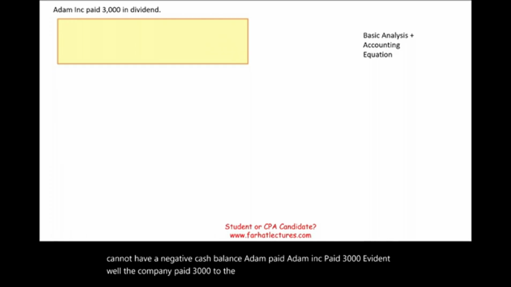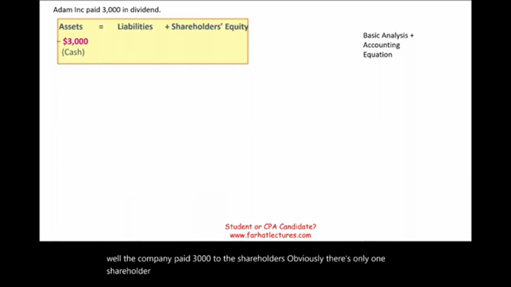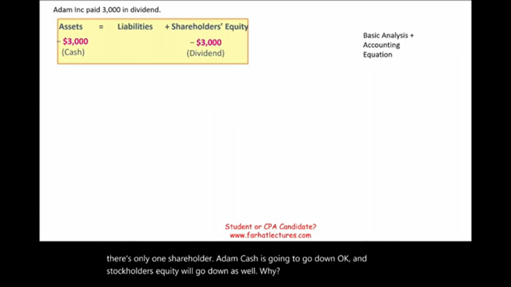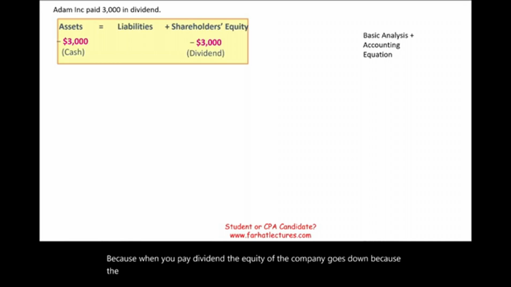Obviously, there's only one shareholder, Adam. Cash is going to go down, okay? And stockholders' equity will go down as well. Why? Because when you pay dividend, the equity of the company goes down because the cash is leaving the company. However, the dividend account always goes up. The negative is to reflect the reduction in equity.